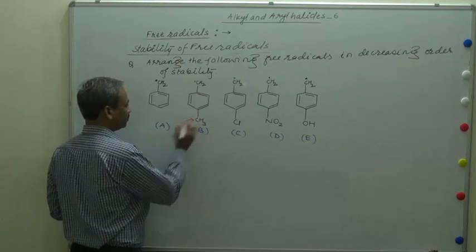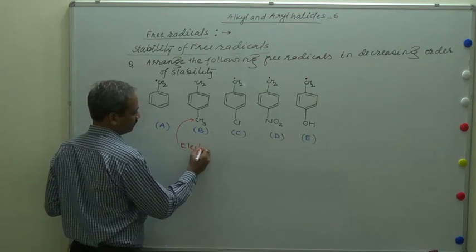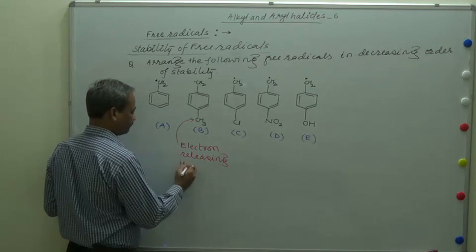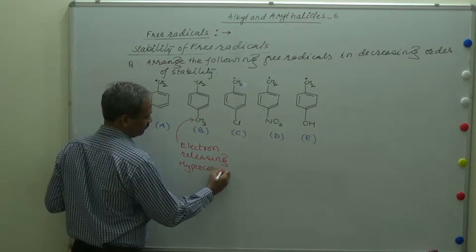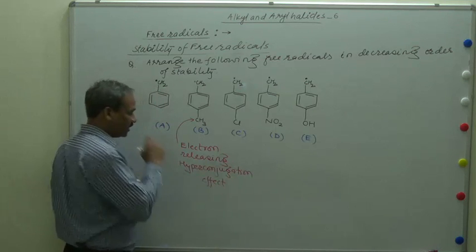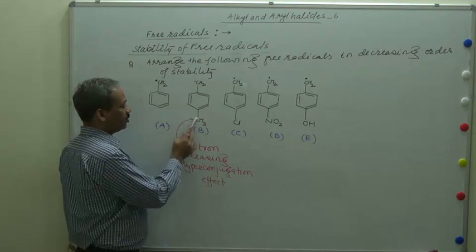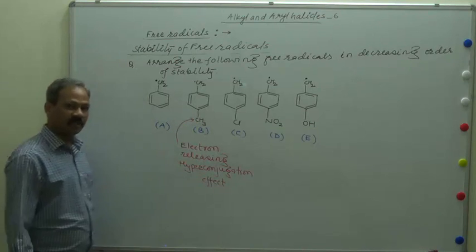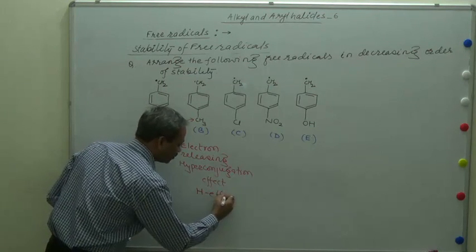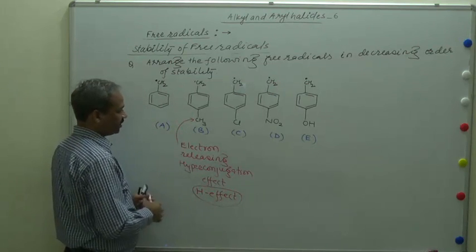So this CH3 shows electron releasing hyperconjugation effect. Yes, as I told you, whenever CH3 or another alkyl group is bonded to a double bonded carbon atom, it shows hyperconjugation. So now I can write in short form, that is H effect. So this CH3 shows H effect.